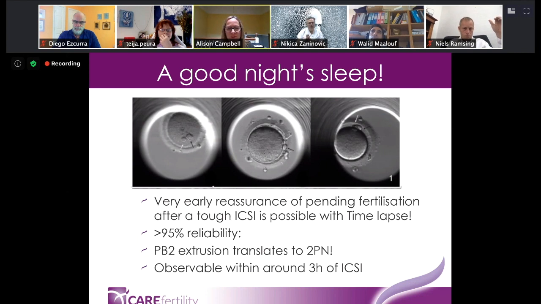And what we found is, after only around 3 hours or so, we can see the second polar body extrude. So before we go home, we can have a look at the fruits of our labor and quite reliably assess whether or not fertilization is taking place. So at least 95% reliability that the second polar body extrusion is going to translate to pronuclei the next day. So it certainly helps me sleep better. It's not necessarily that you're going to ring the patient and reassure them, but maybe you would, based on a 95% reliability. It's certainly reassuring for the team and quite a nice little anecdote.